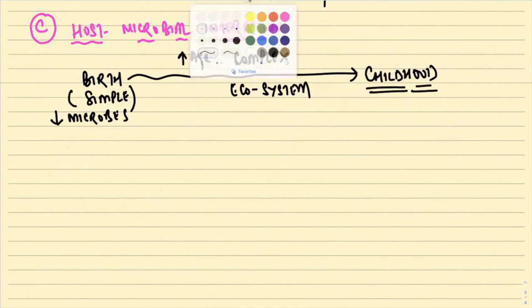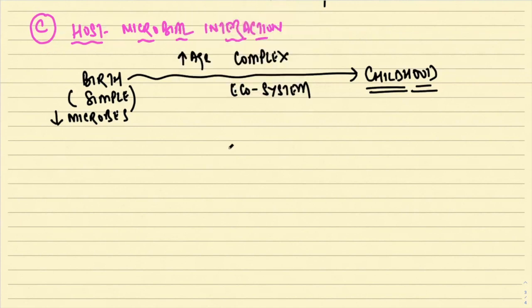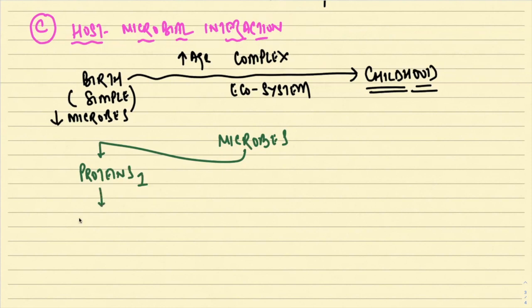So, for example, how the microbes are playing an important role and influencing, let us see. Microbes can do both things. Certain microbes can secrete certain proteins. For example, protein 1 they are secreting. And this kind of protein can promote the disease.